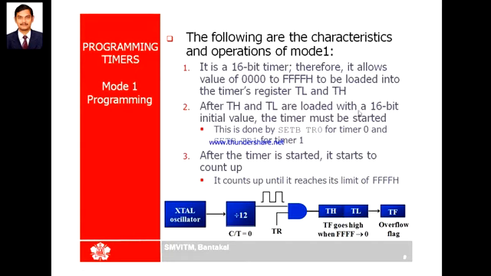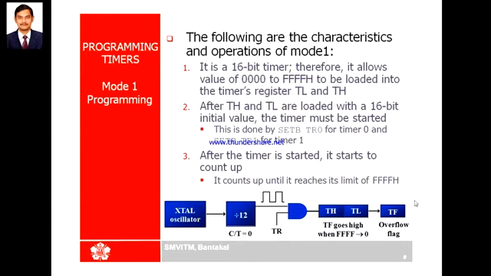After TH and TL are loaded with the 16-bit initial value, the timer must be started. How to start a timer? As I already said, two control pins are dedicated to drive the timer: TR0, which drives timer 0, and TR1, which drives timer 1. So I use the instruction SETB TR0 to start timer 0, and similarly SETB TR1 for timer 1. After the timer is started, it counts up until it reaches its limit.